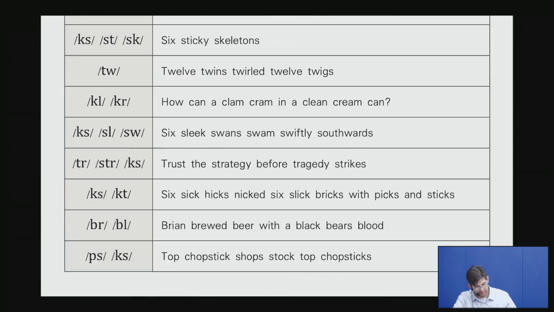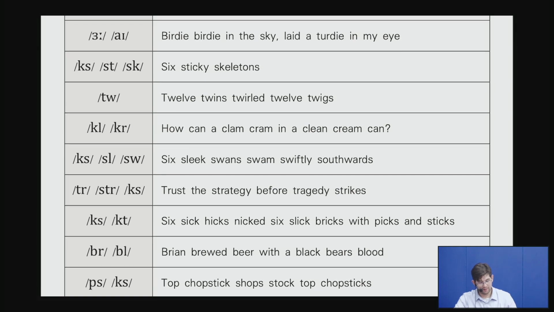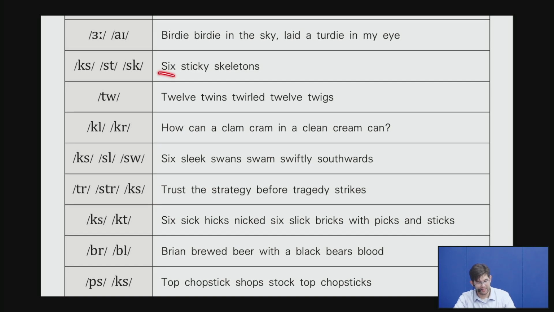Moving on to more blends, I know we have a lot of them. We know we've done a lot of tongue twisters. Please keep it up. These are important practices. Remember, you can do these in your free time. Let's move on to our next ones with SK and ST blends. We have 6 sticky skeletons. So clear SK sounds and ST sounds. 6 sticky skeletons.